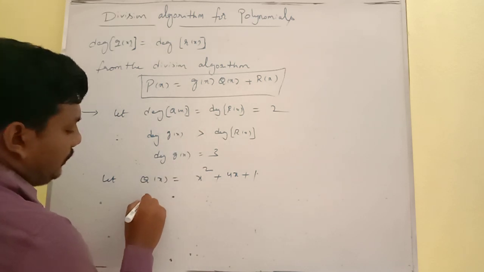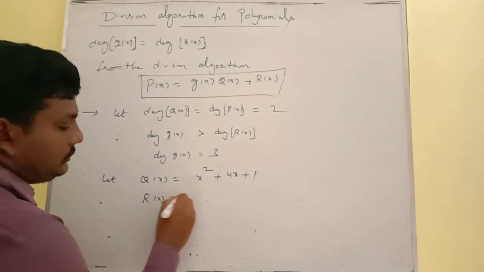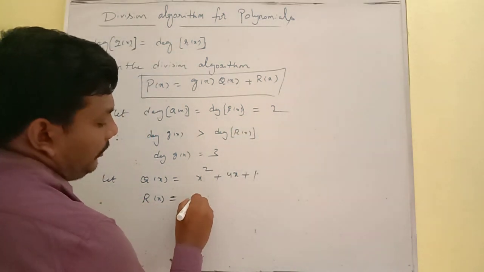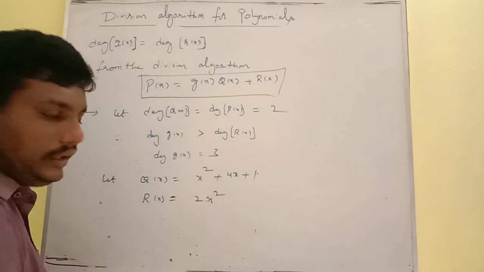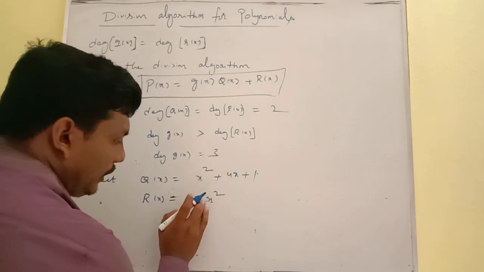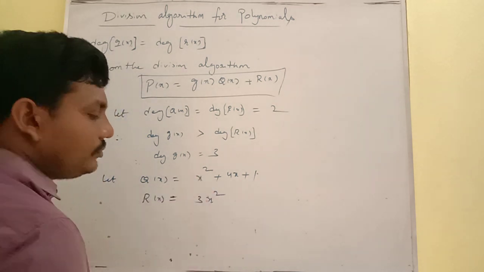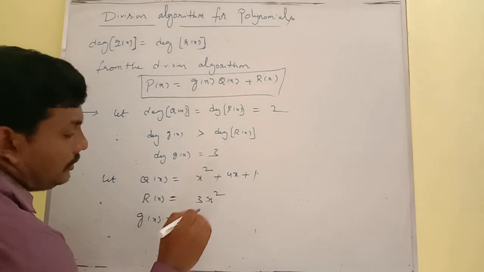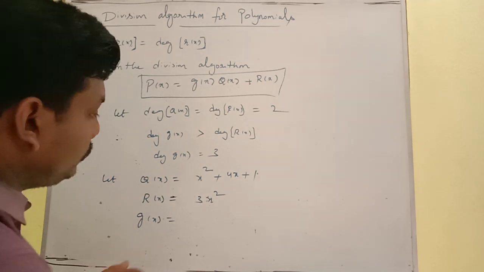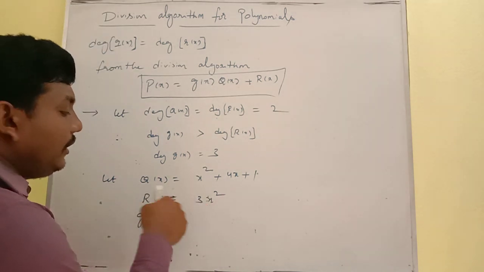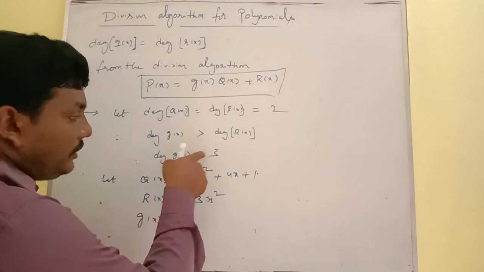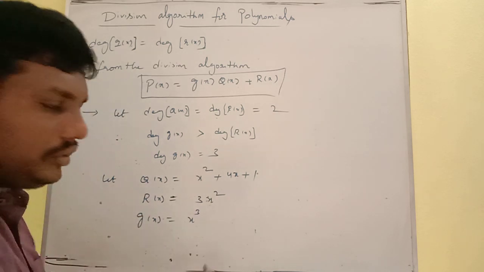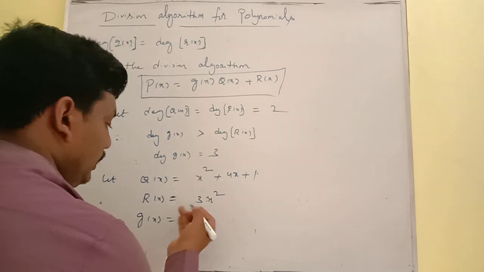Now what about r of x? What are we going to consider? R of x is equal to a polynomial of degree 2 that we have to consider, that is I have taken 2x square, whose degree is also 2. Or you can take 3x square, no problem, 3x square, degree is 2. Okay, so now what about the degree of g of x? You must consider the degree of g of x greater than the degree of r of x. Here the degree of r of x is 2, and the degree of g of x I have taken as 3, that is you can take x cube. So obviously I have taken x cube, that is the degree of the polynomial.